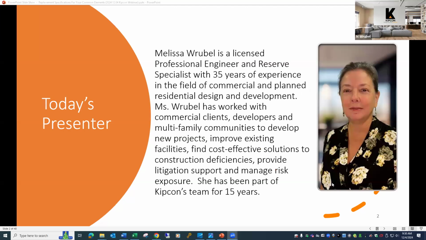I am an engineer with Kipcon. I've been with Kipcon for about 15 years, and my expertise is in site work. So I've done quite a number of projects over the years regarding any sort of site work projects, paving and drainage improvements, things of that nature. So I've been through a number of projects over the years and through this process, which I'm about to present today.